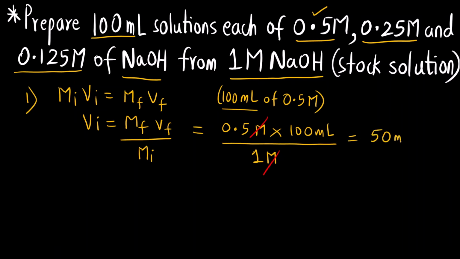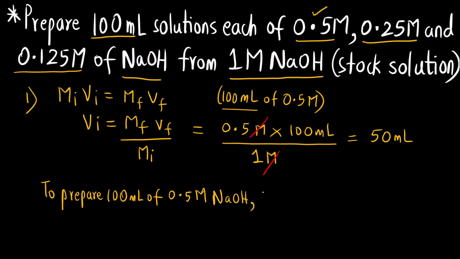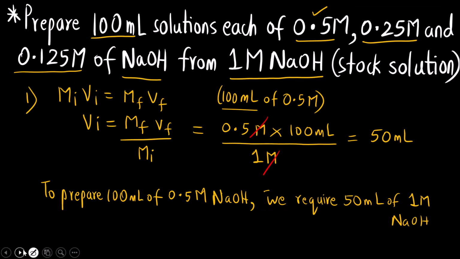50 ml. So to prepare 100 ml of 0.5 molar NaOH solution, we require 50 ml of the stock solution, that is 50 ml of 1 molar NaOH. In this way we can prepare the 0.5 molar concentration solution.